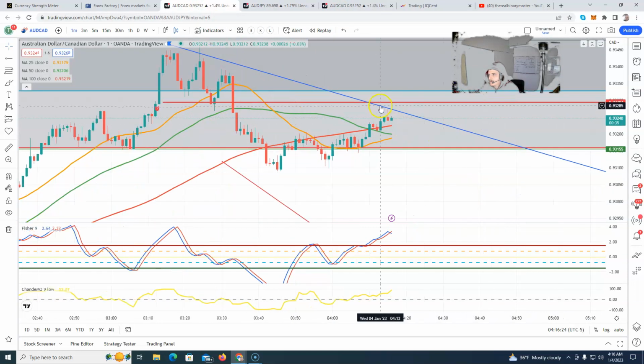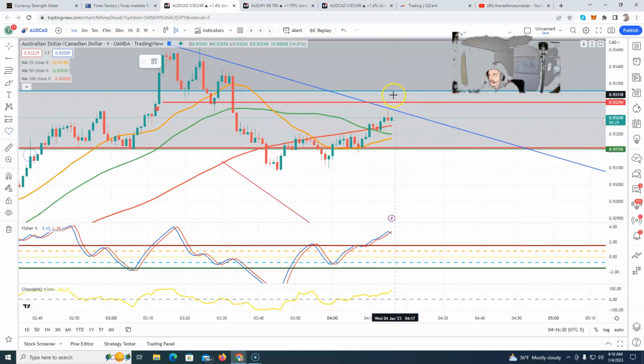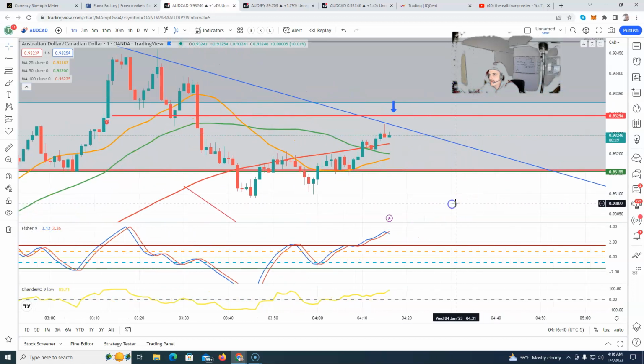So okay, rejected the trend. Let's see if we can't get this a little bit higher of a push to the upside. Somewhere right here. Obviously it does make sense that we did reject the trend, but we would like the price to push up a little bit more.